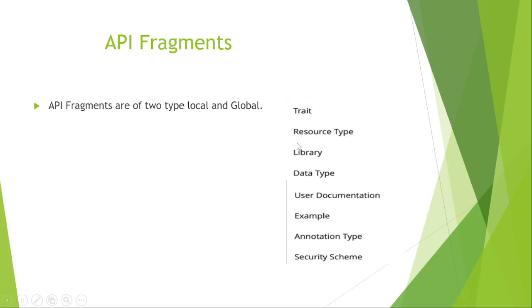An API fragment can be created for the trait, for the resource type, for the library, for data type, for user documentation, for example, for annotation type, and for the security schemes. For all these types, we can create the API fragment and refer to it from our main API. This API fragment works in a way that we create an API fragment of one type that we want, and in the main REST API we are creating, we refer to that API fragment. In this way our API fragment works.